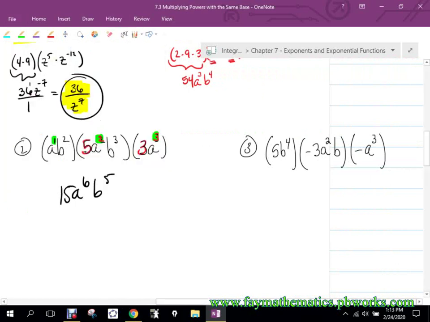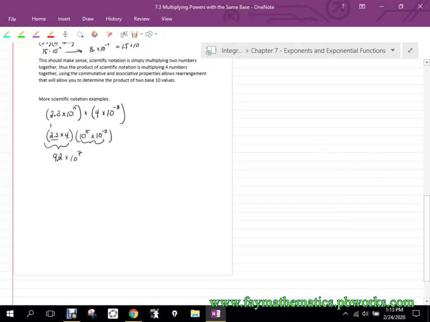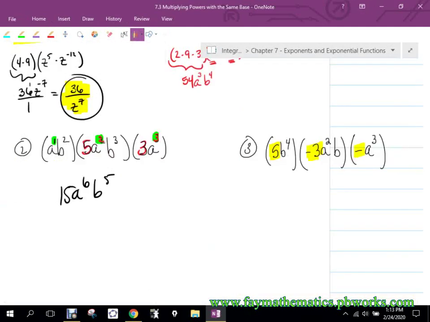When we go through on the third one, yeah, so there's a negative 1 there, right? In front of that A. And that's the one that people struggle with. Remember, if it's a negative and then a variable, there's a coefficient of a 1 there. So I'm going to take the 5 times the negative 3 times the negative 1, right? So what's that give me? Positive 15.